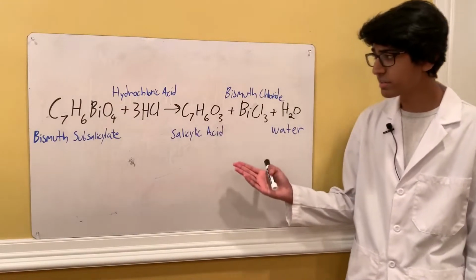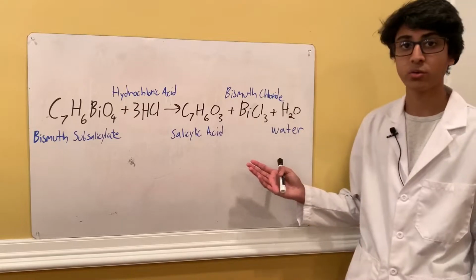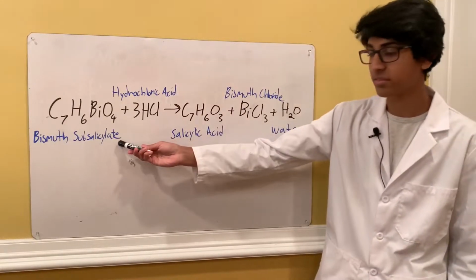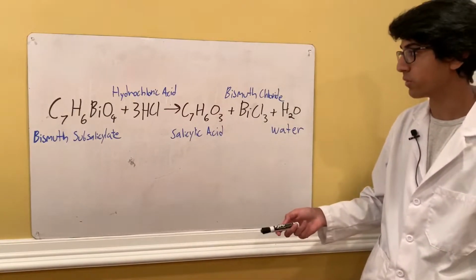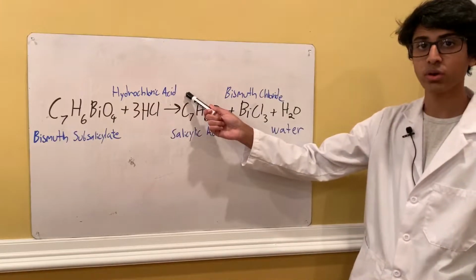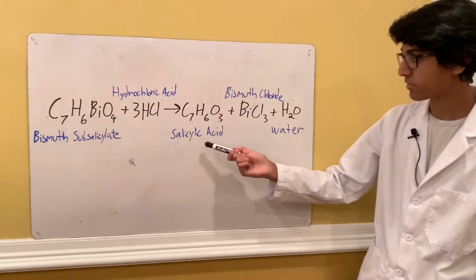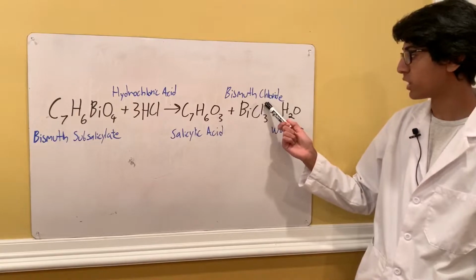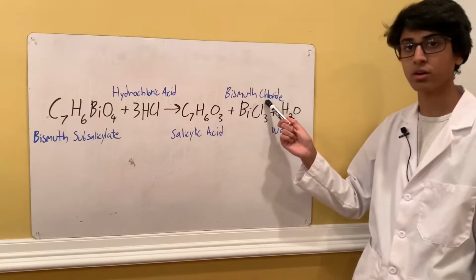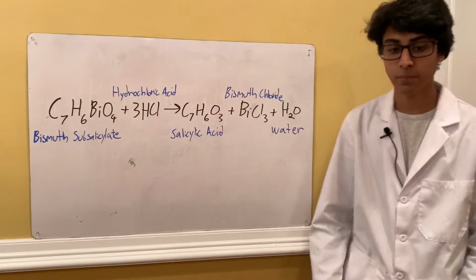So this is the reaction that we're going to be using in order to extract the bismuth from the bismuth subsalicylate, which is inside of the Pepto-Bismol. Bismuth subsalicylate reacts with hydrochloric acid, and that forms salicylic acid, bismuth chloride, and water. And then we're going to be isolating the bismuth from the bismuth chloride later on.